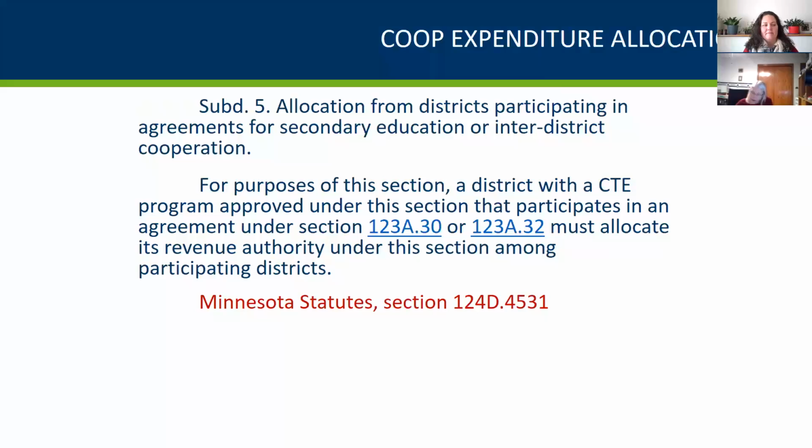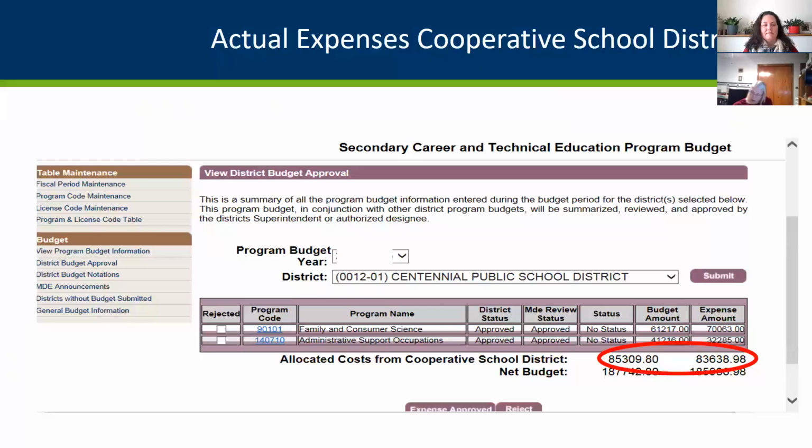So on the next page, it shows a school district that has an agreement with a cooperative. And when that cooperative did the budget, that $85,309.80 showed up on their cover page. And when the cooperative goes in and enters their actual amounts, that amount will also show up on that district's, so they can see how much they have to pay the cooperative for being in that agreement.